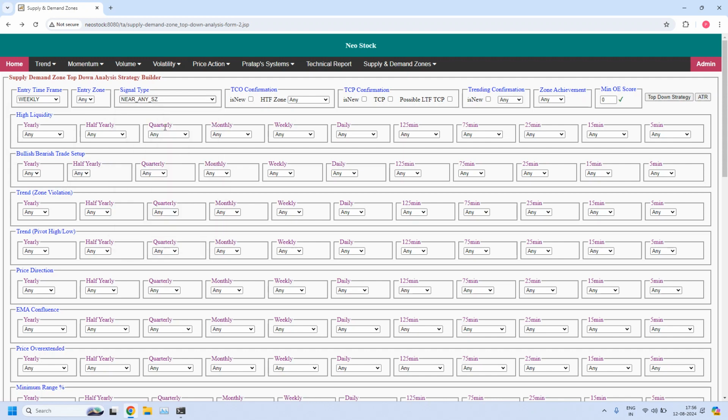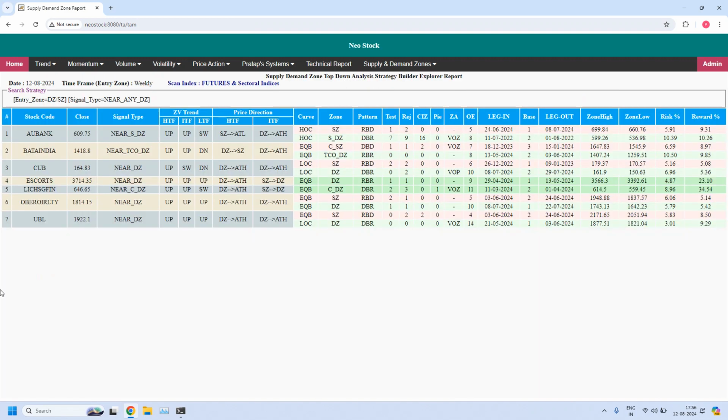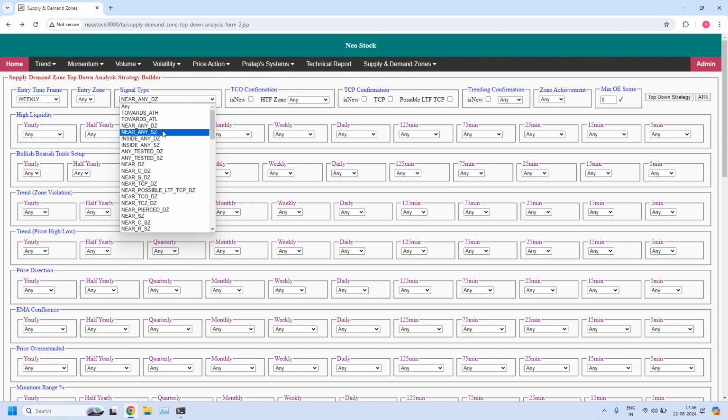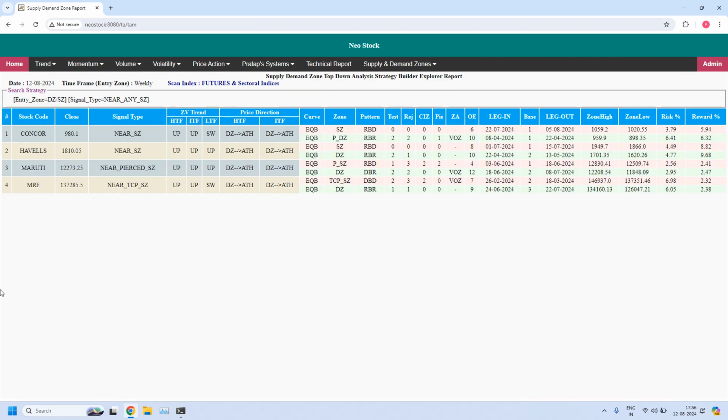Next time frame is weekly. Let us find the stocks near weekly demand zone. Seven stocks are near to the weekly demand zone. For weekly time frame, let us find the stocks near weekly supply zone. Four stocks are near to the weekly supply zone.